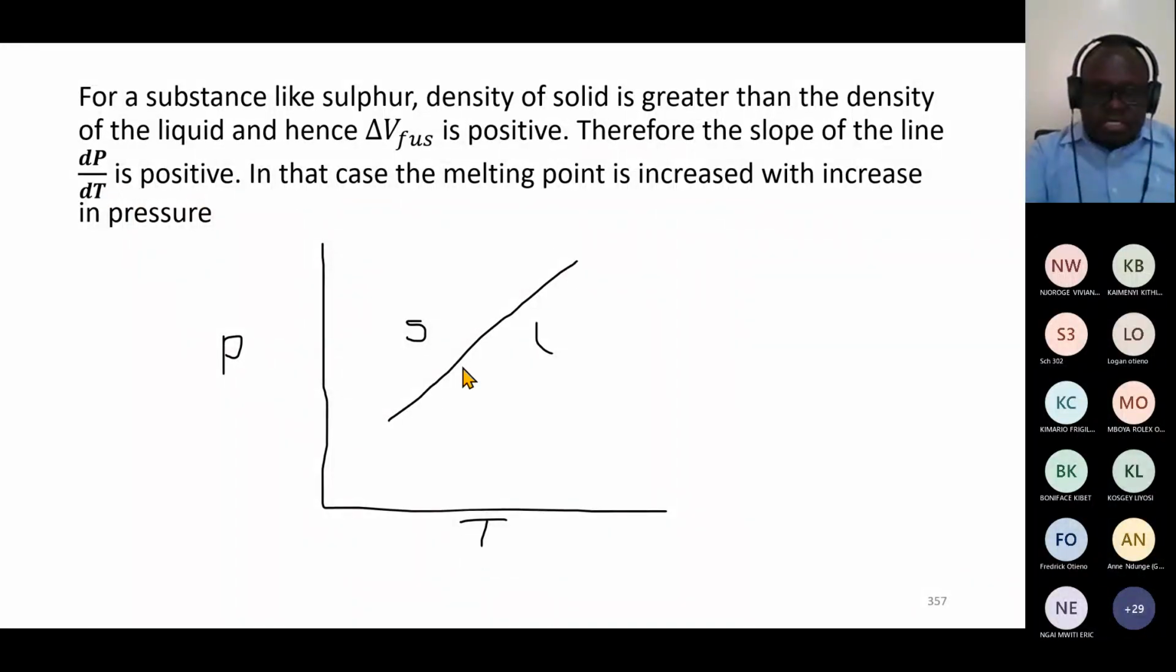So here, when you plot pressure against temperature, you get this positive slope for this kind of substance. What this means is that as you increase the temperature, the melting point is also increased. So as the pressure increases, the melting point also increases.